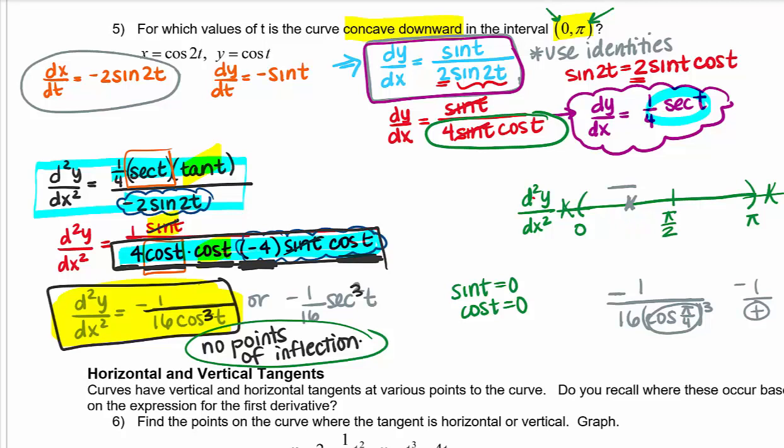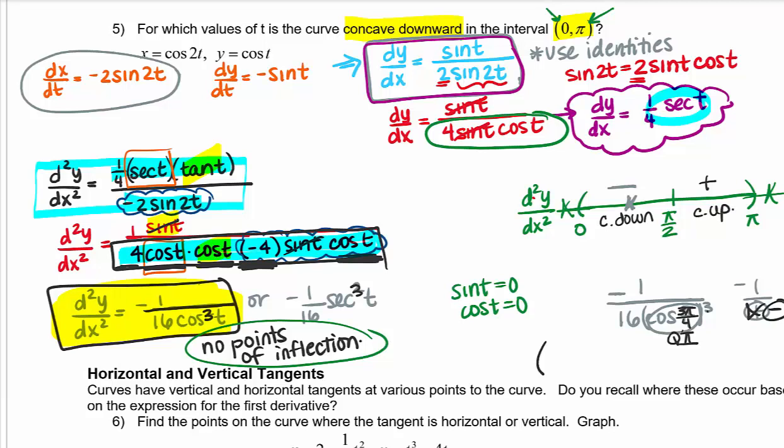Then, if I check something between pi over 2 and pi, I'm in the second quadrant. So maybe I'm 3 pi over 4 or 2 pi over 3. Regardless, you're in quadrant 2. That's a negative value. A negative value for cosine, and then you cube it, you're negative. So now I have -1 over a negative number, which will turn positive. So while I was concave down to begin with, then I changed concavity and I'm concave up.